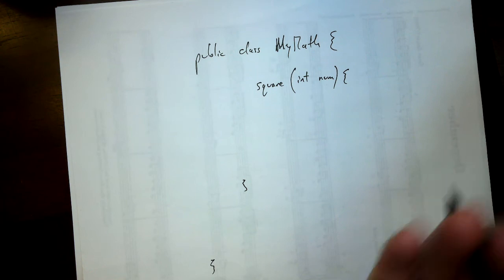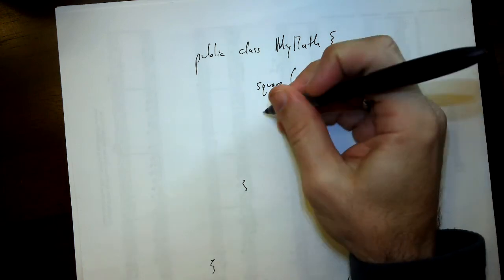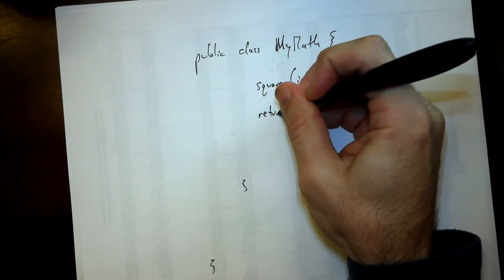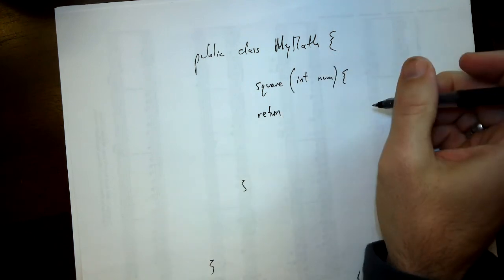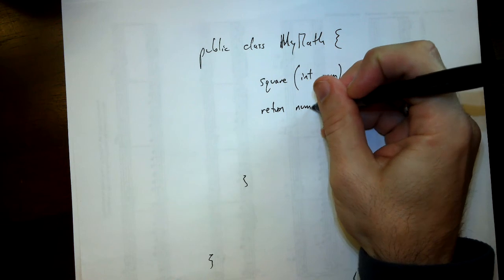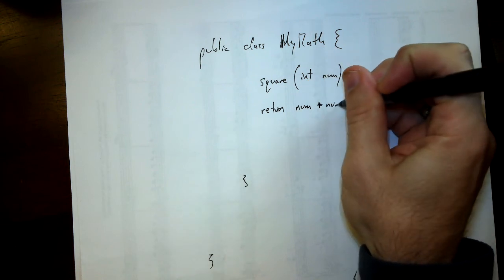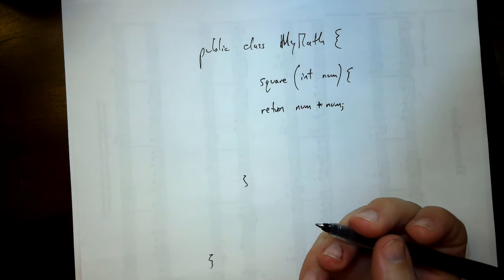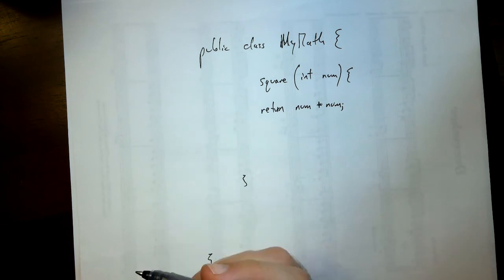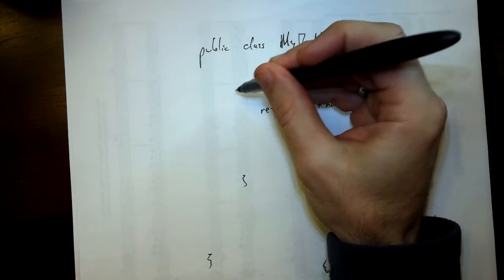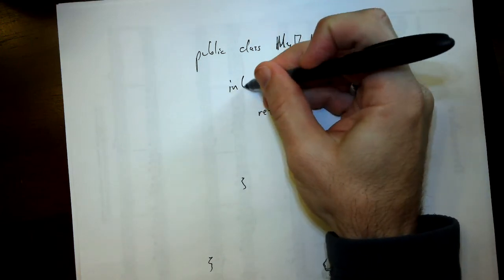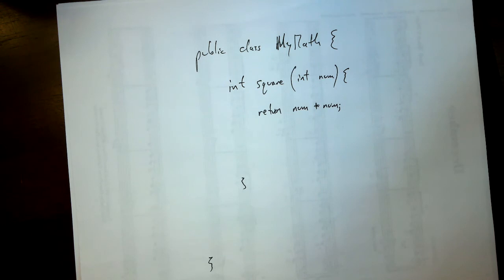And the way that you send something back to the person that asked for it is you return something. In this case, what we're going to return is num times num, right? Because that's the square. But Java wants to know what you are returning. So you have to tell it that you are sending an integer back.